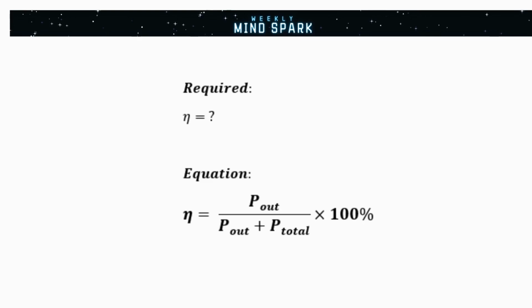Also, the formula provided for efficiency is efficiency, or N, is equal to P out over P out plus P total, times 100, where P out is the output power of the alternator, representing the useful power delivered by the alternator, and P total represents the total losses in the system, which includes all types of power losses such as friction and windage, iron, copper, field, and stray load losses. Multiply it by 100%.